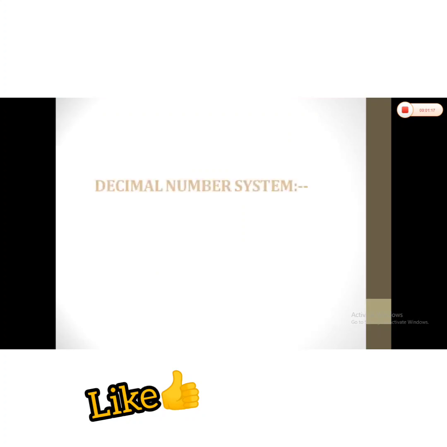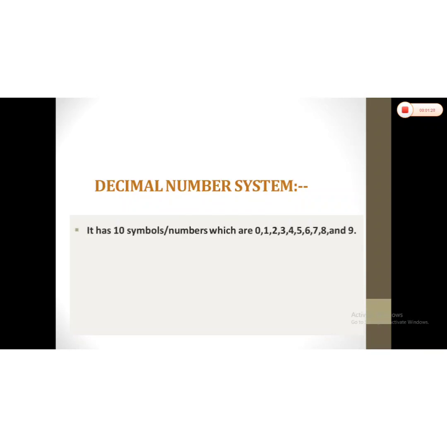Decimal number system, as the name suggests, has 10 symbols, which are the numbers 0, 1, 2 to 9, and because it has 10 symbols, it is given a base of 10. Whenever a number or any code is written with base 10, you can easily say that it is a decimal number system. And it's a positional value system, a very important point.